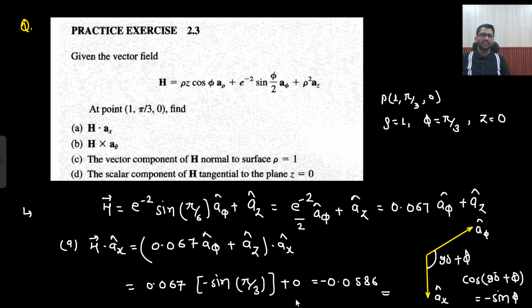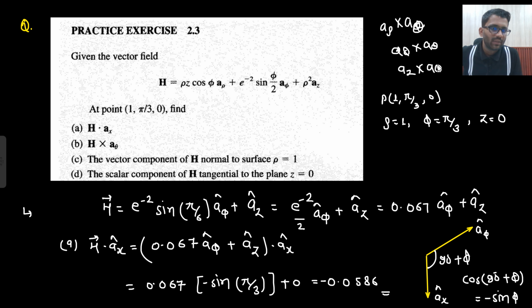H cross a theta. Did I tell you any formula of arrow cross a theta? Arrow cross a theta or a phi cross a theta? No. Right? Or az cross a theta? No. Between different coordinate system, I never told you any formula of cross product. We were only seeing dot product. All these we saw dot product. So how will I solve the problems based on cross product?